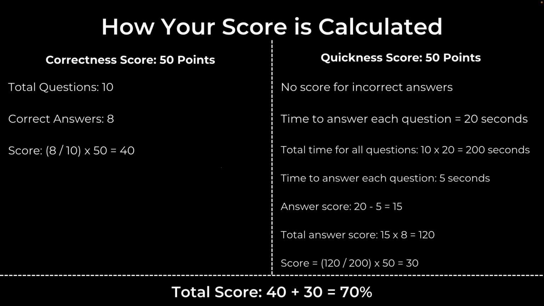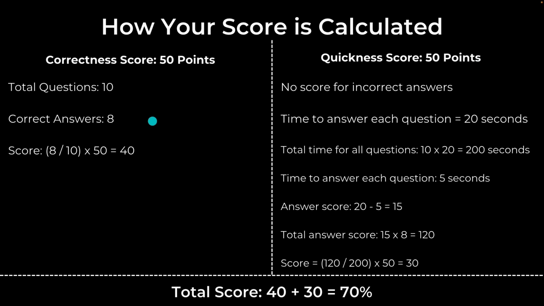For your scores, you have a total of 100% that you could get. This is broken down into two pieces. We have the correctness score, which goes for 50 points or 50%, and we have the quickness score, which goes for 50% as well.